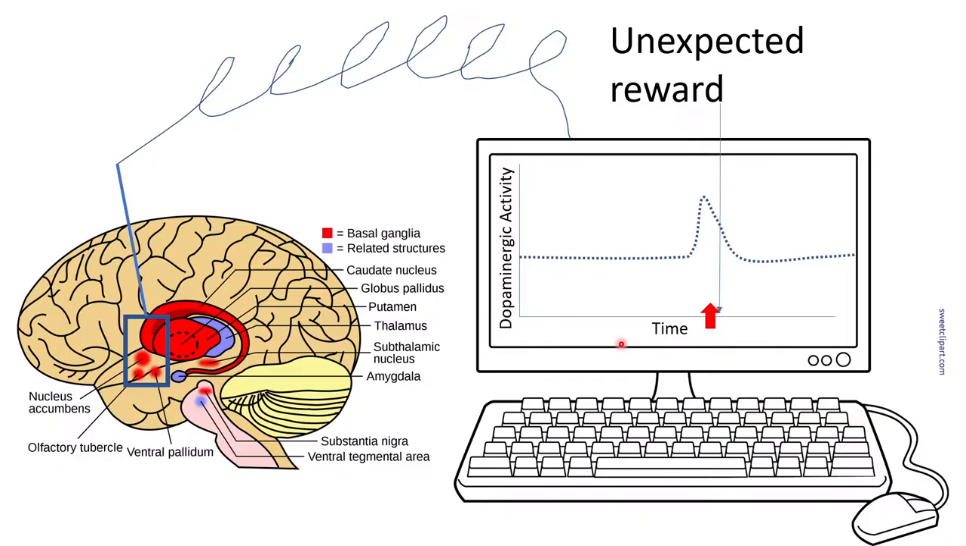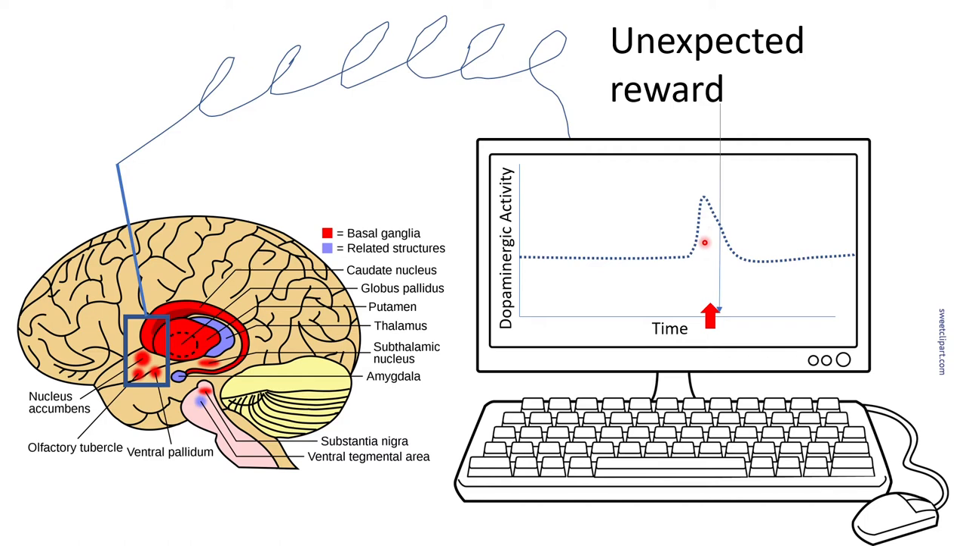Okay, so now what happens? Let's think about what if you get an unexpected reward. What does that do? Well, you get this unexpected reward and boom, you get a spike in dopaminergic activity. You get a spike in these dopamine neurons firing. Their firing rate increases in response to that unexpected reward.